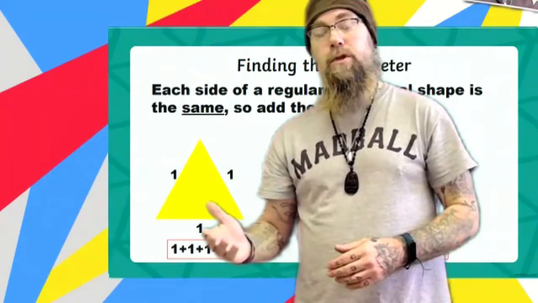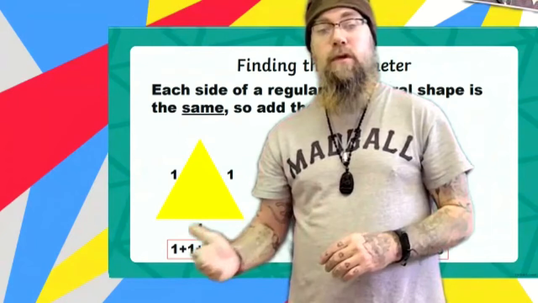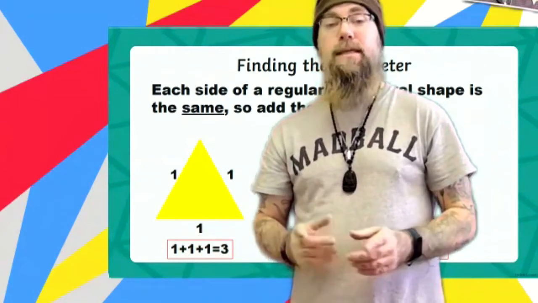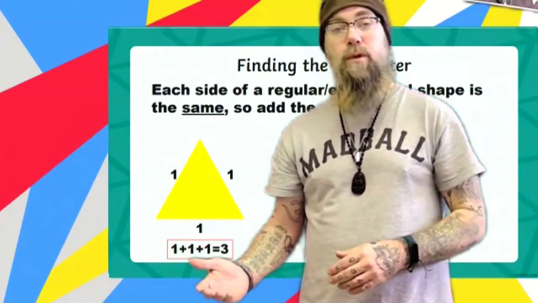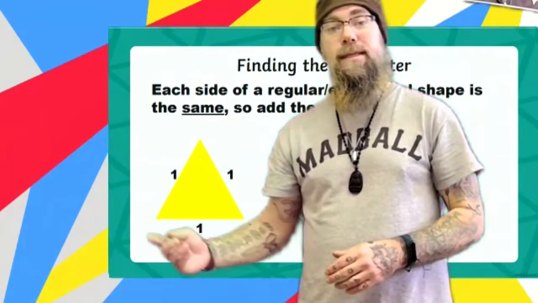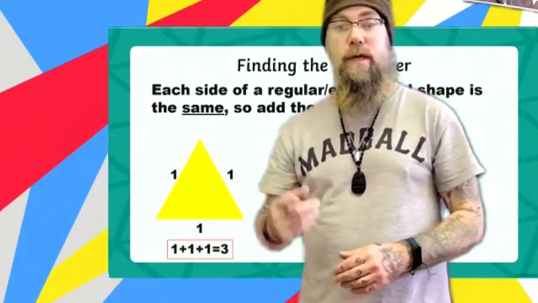Here we have a triangle, which each side measures 1. So again, add the sides together to get the perimeter. 1 plus 1 plus 1 equals 3. That's the distance around this triangle.